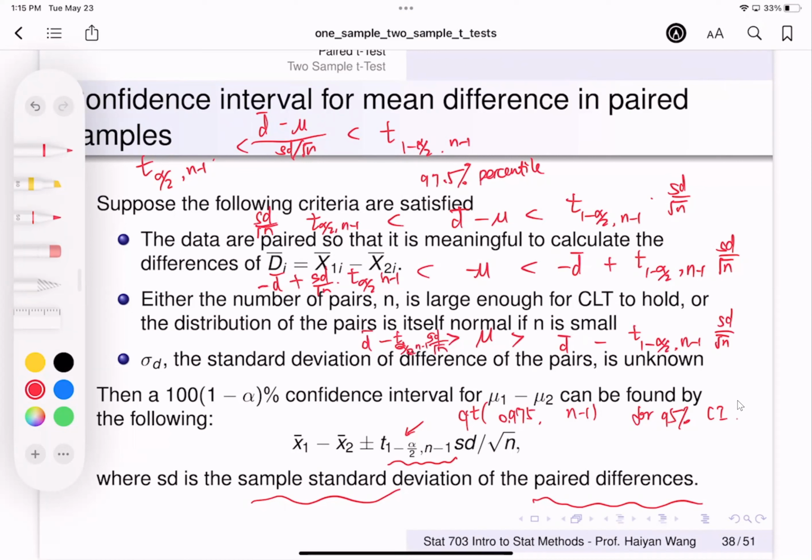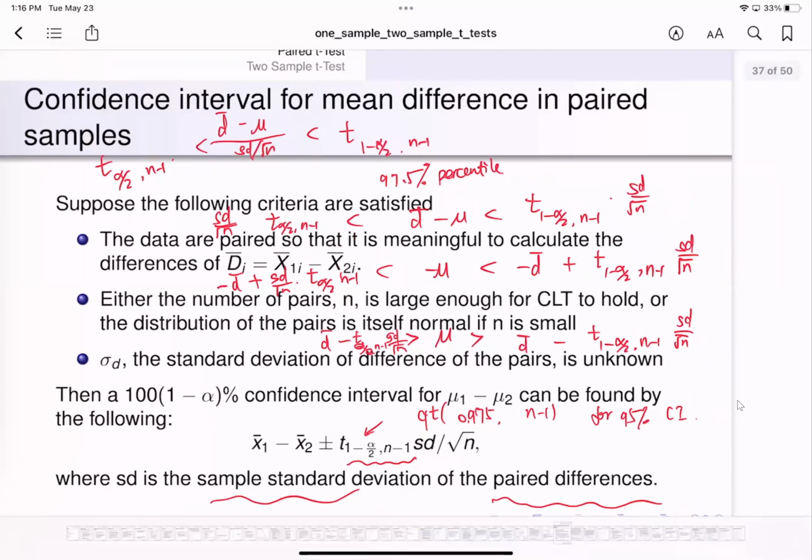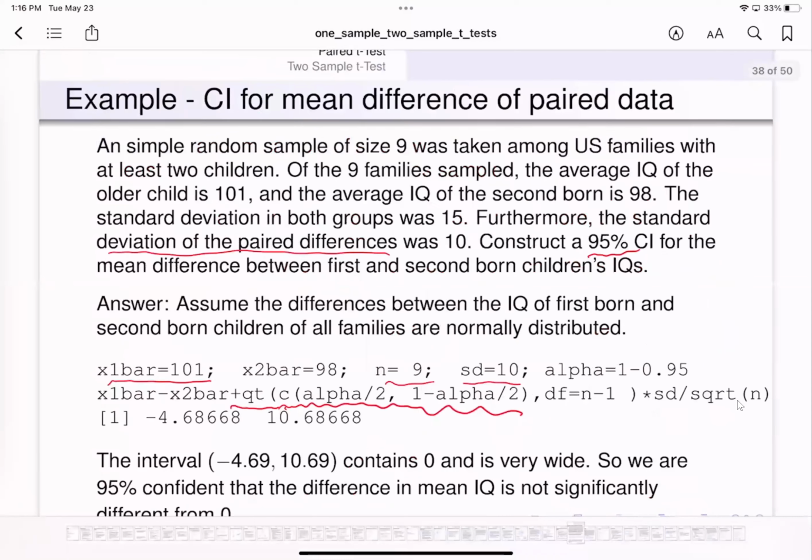Just that when you use these two t percentiles, t alpha over 2 versus t 1 minus alpha over 2, they are of opposite sign. So they are just symmetric of each other around 0. That's why regardless of whether I use d bar minus these two percentiles or d bar plus these percentiles, I will still end up with the same confidence interval, but I need to be careful in the end: which one is the lower bound and which one is the upper bound?